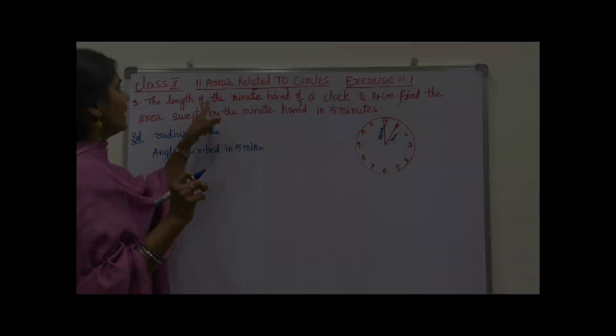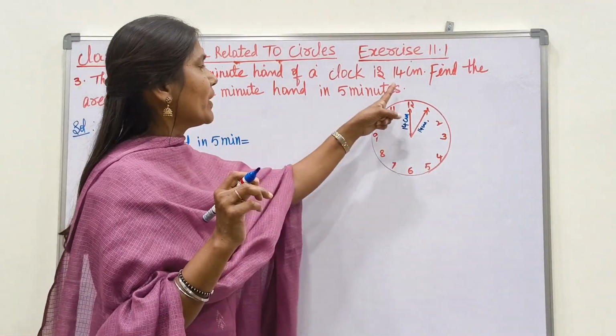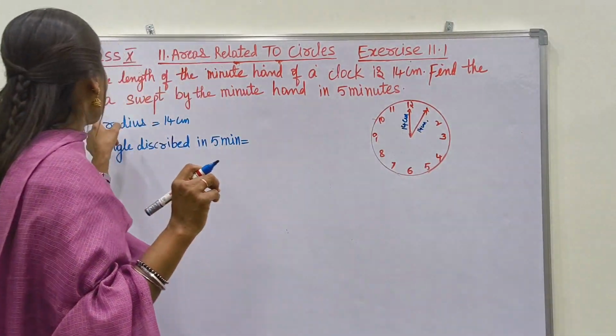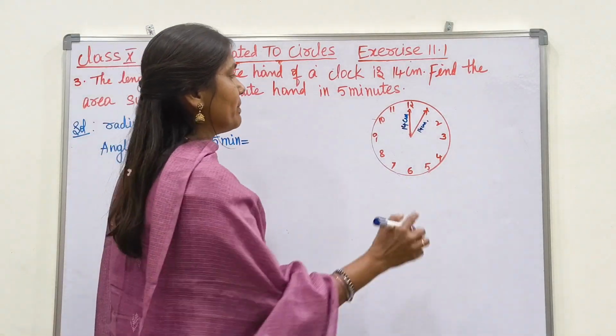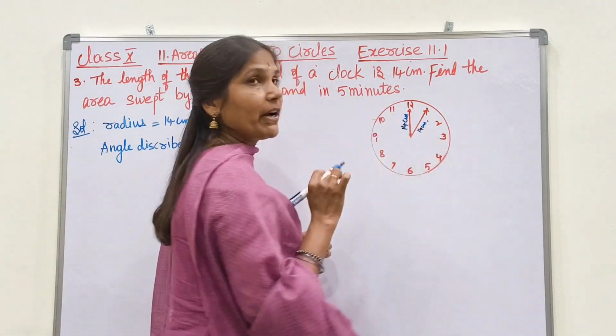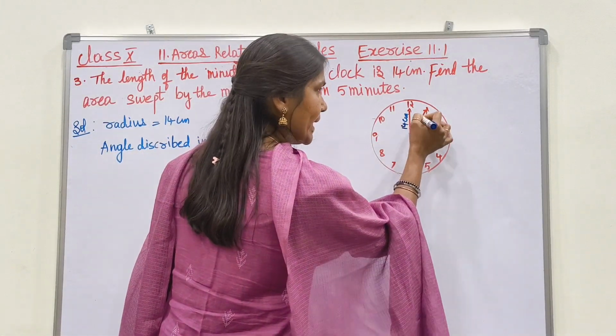The length of the minute hand of a clock is 14 centimeters. Find the area swept by the minute hand in 5 minutes. The minute hand moves from here to here in 5 minutes, so this is the area we will find.